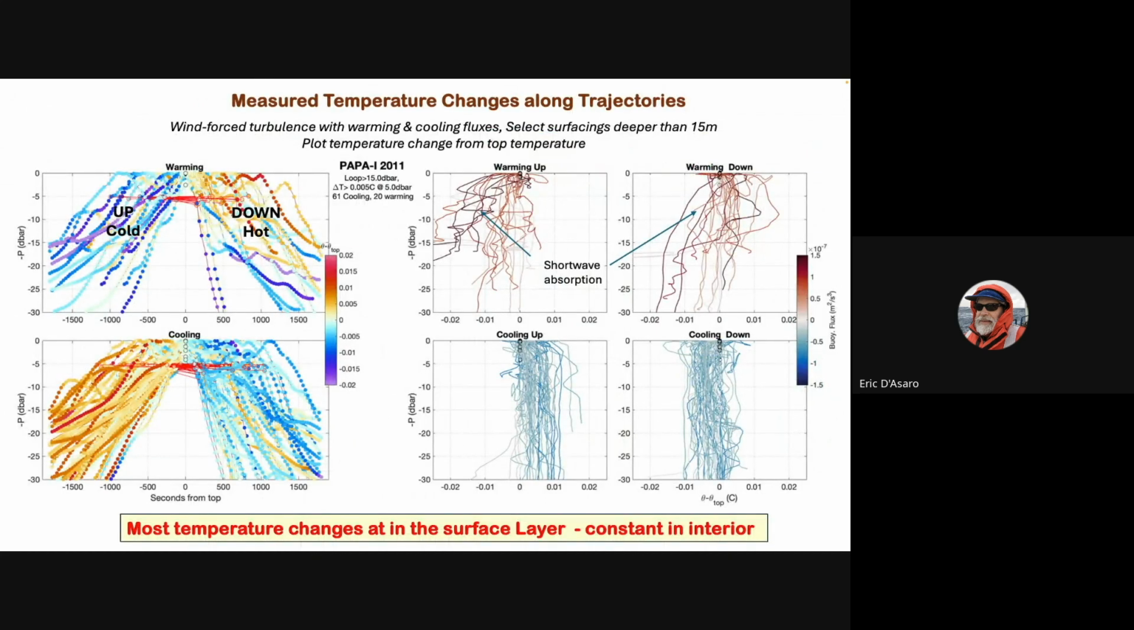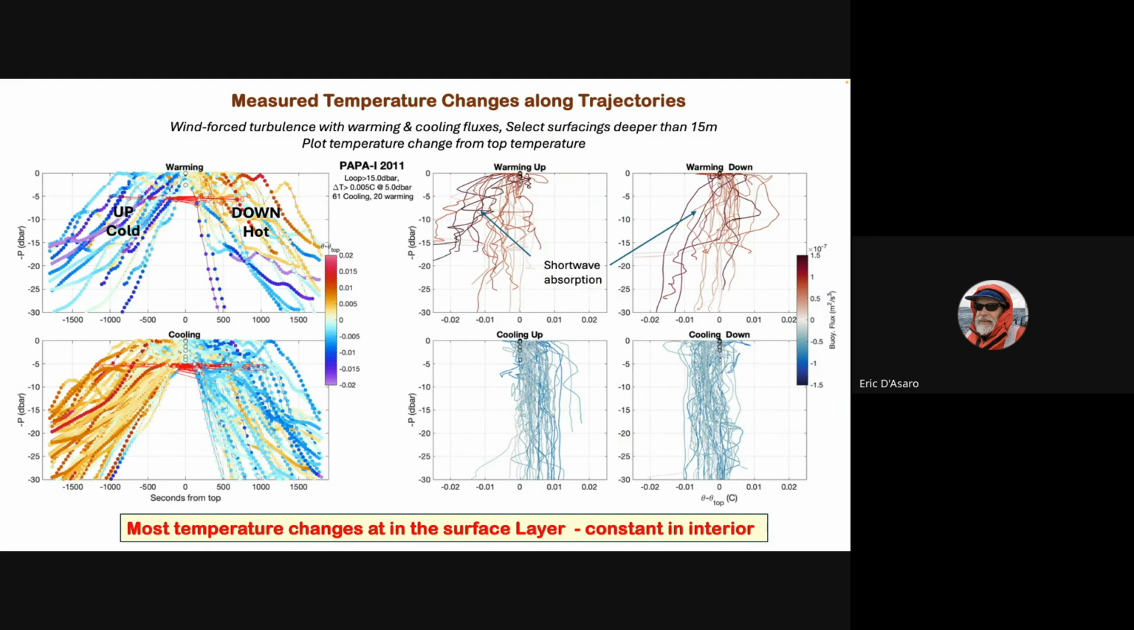So here's where it got to the surface, and here's the up, and here's the down, and this is in a warming case, and here's an up, and here's a down. That's in a cooling case. The color is the temperature. Well, it's pretty clear what's happening. When it's going up, it's cold, and then it warms up, and then it goes down.